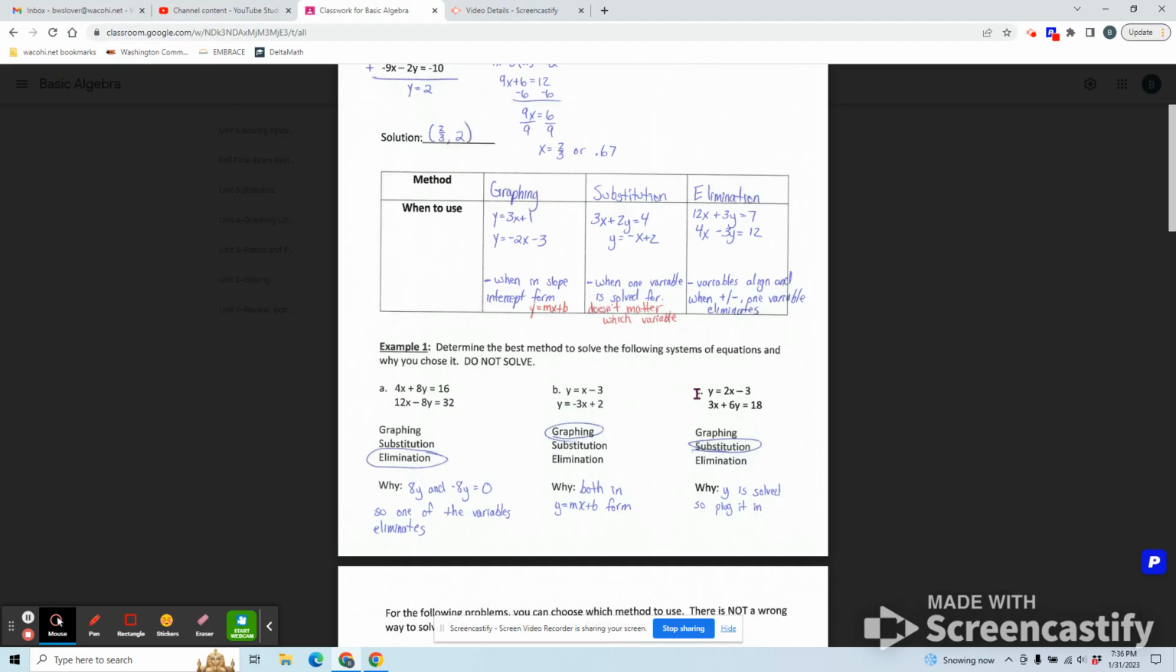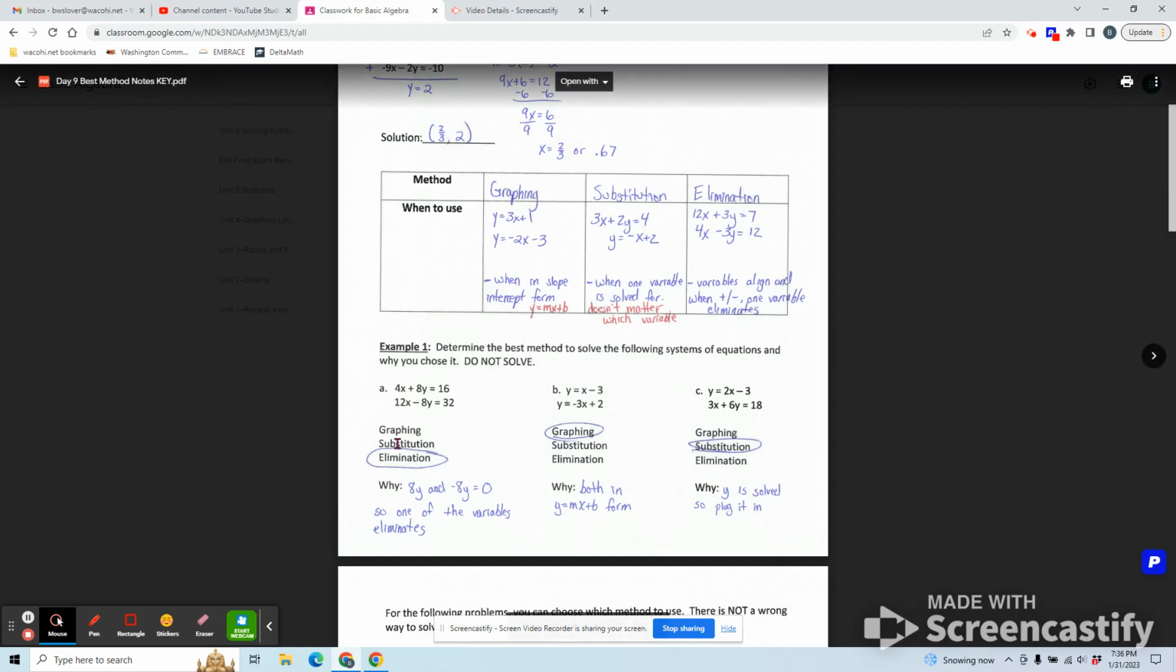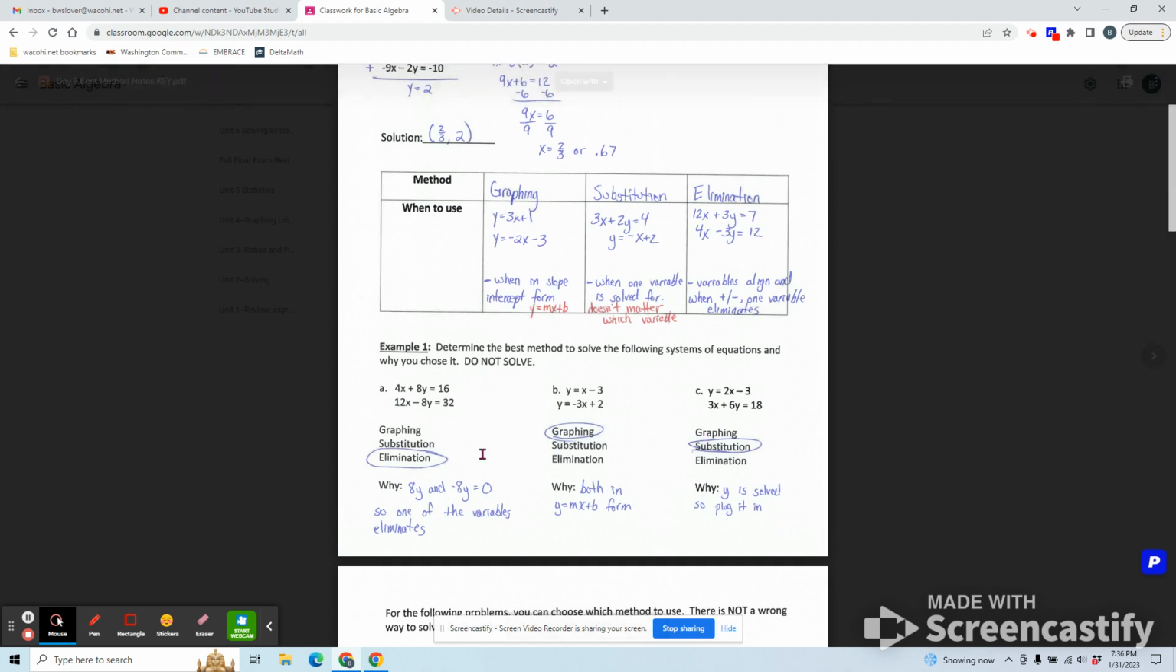And then letter C, if I look at both of them, my top equation is solved for y, my bottom one is not. So substitution would be your best method because one of the variables is solved for. Okay, so that's just practicing on which method to use.